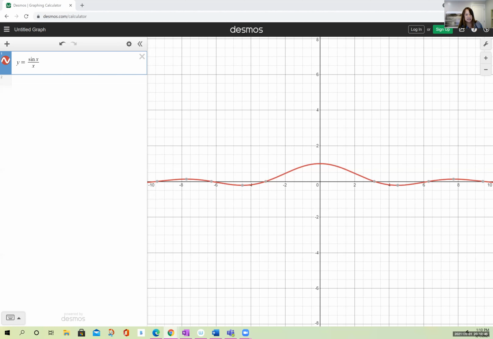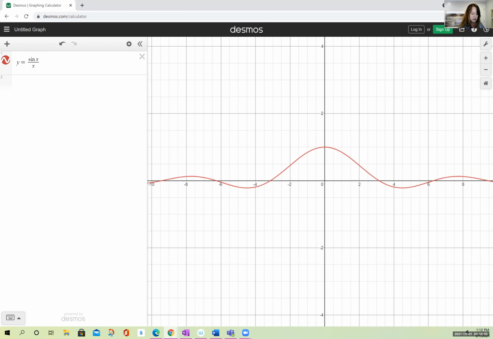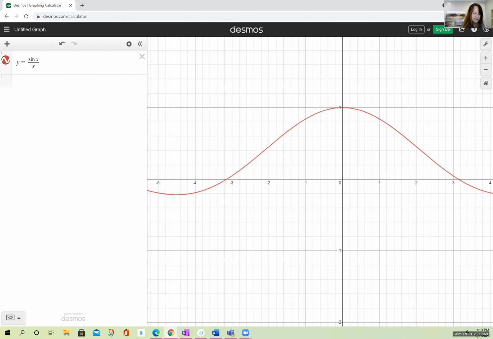So right here is the graph of y equals sine x all over x. If you look at it, and we're looking at the limit as we go to 0, as we get closer and closer to 0, both on the left and the right, we're getting closer and closer to that y value of 1.